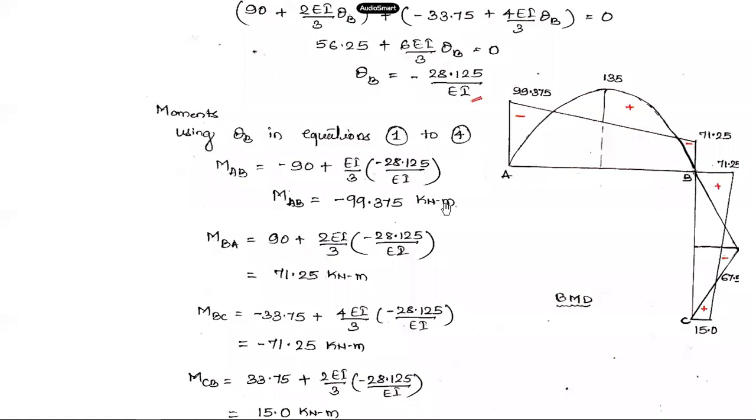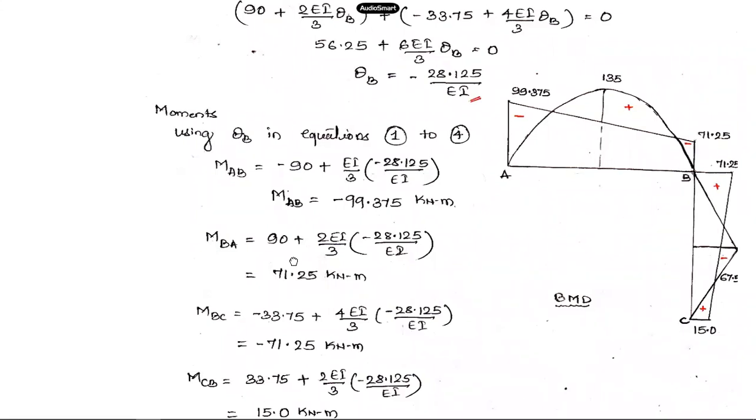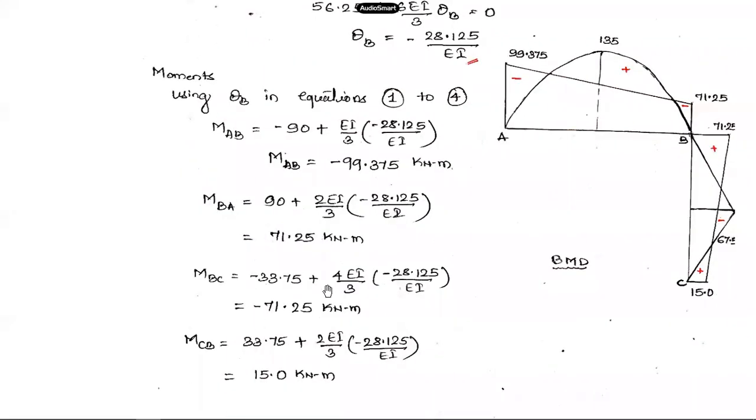Now the same theta B I have substituted in the second equation, MBA. After substituting for theta B, the value of MBA is coming out to be 71.25 kilonewton meter. So it is a clockwise moment and the magnitude is 71.25 kilonewton meter. Further, MBC at joint B, in member BC, the moment is minus 71.25 kilonewton meter. So it is anti-clockwise, magnitude 71.25. I can observe these two, MBA and MBC, are the same in magnitude but opposite in direction, so that itself satisfies the condition of equilibrium.